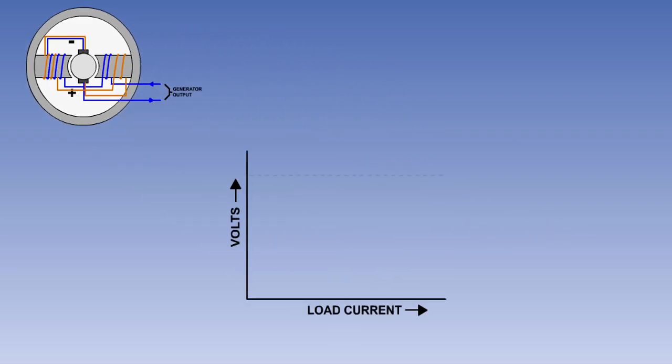Compound wound generators are designed to overcome the small drop in terminal voltage which occurs in a shunt wound generator when the load is increased. This voltage drop is undesirable where loads requiring a constant voltage are being supplied.